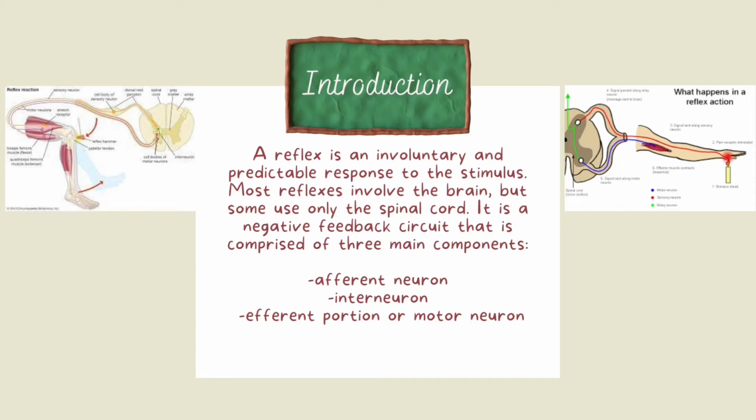So, we move to the next slide. Introduction. What is a reflex? A reflex is an involuntary and predictable response to a stimulus. Most reflexes involve the brain, but some use only the spinal cord. It is a negative feedback circuit that is comprised of 3 main components, which are the afferent neuron, the interneuron, and the efferent portion, or we call it the motor neuron.